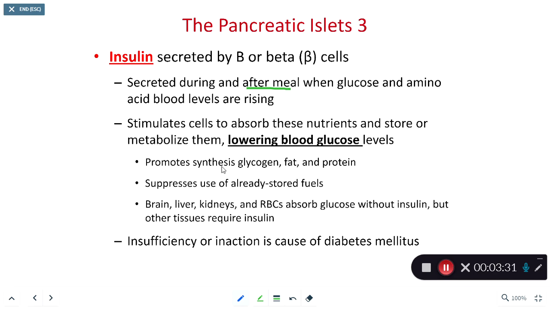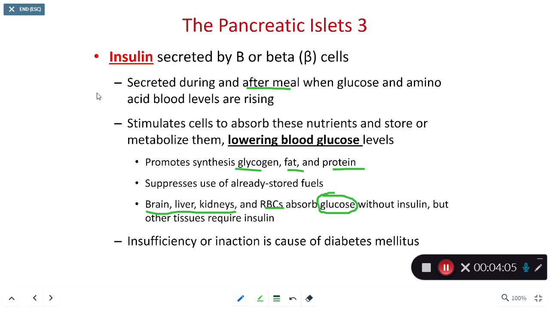First, within the liver, it's going to promote the synthesis of glycogen. It's also going to promote the development of fat and proteins. It's going to take these fuel sources that we can use quickly in the bloodstream and suppress the use of them. Now, as we look at the brain, liver, kidneys and red blood cells, these cells are going to constantly be absorbing glucose. These are cell types that are very glucose hungry, very glucose dependent. But other tissues, in order for them to function, will need some insulin to absorb some glucose.